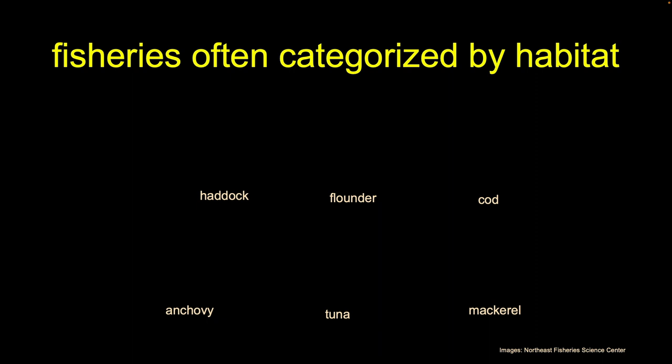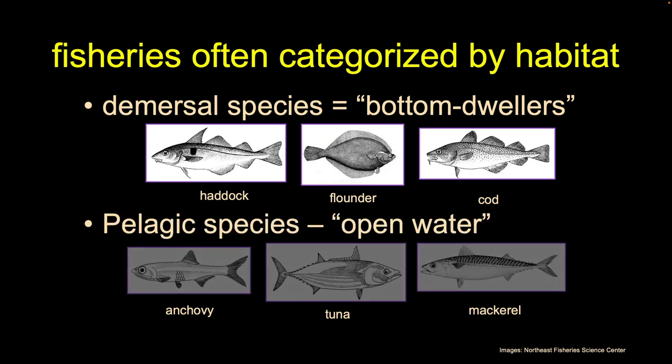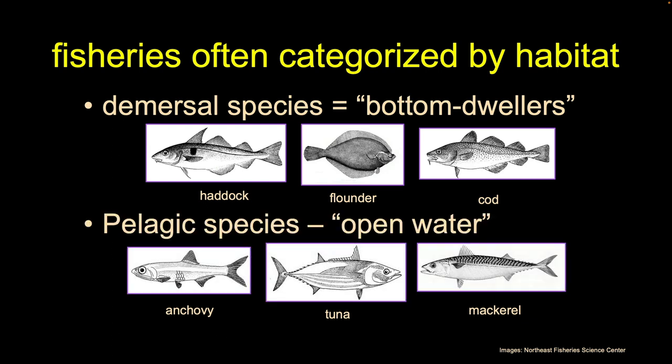We often will characterize a fishery by its habitat. So for example, we'll talk about bottom dwellers. These would be fish that tend to be pretty tightly associated with the benthos. Or we can talk about things like pelagic fisheries, open water fisheries, wide open in the big ocean types of fisheries.